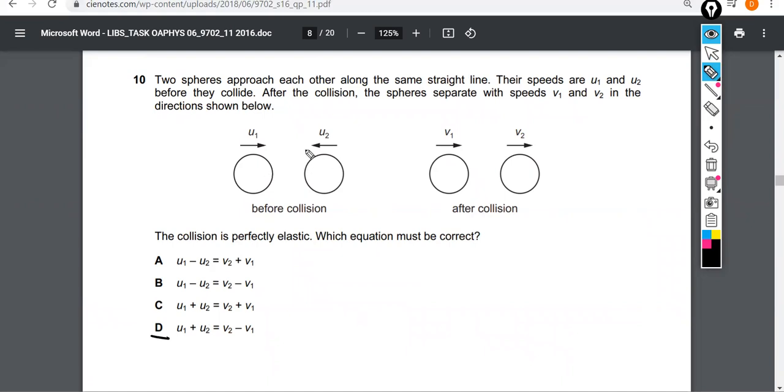Because before the collision, they're going in opposite directions, so we add their speed to calculate the relative speed. After the collision, they're going in the same direction, so we subtract their speeds to calculate the relative speed. The relative speed of approach equals the relative speed of separation when the collision is perfectly elastic, which it tells us it is here. So choice D is correct because it has the correct rule for how we calculate relative speeds. If you said, oh, perfectly elastic, that means relative speed of approach equals relative speed of separation, then you still have to know how we calculate relative speeds based on the direction of traveling.